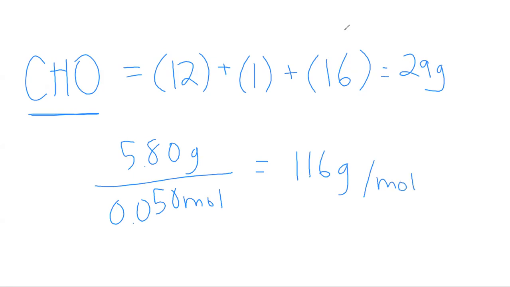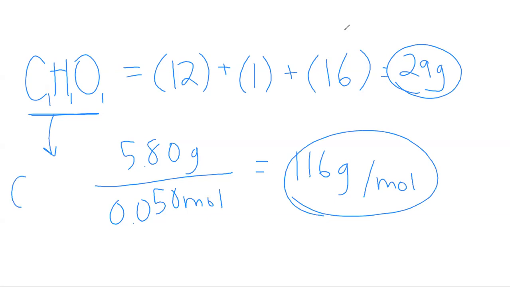Now we have to see what we would have to multiply our empirical formula by, because we're going to be multiplying these subscripts to get our molecular formula. I'm going to leave a little space because we're going to be putting in those subscripts. We're going to use our molar masses to find this. Whatever we have to multiply our empirical molar mass by to get our molecular molar mass is what we have to multiply our subscripts by to get our molecular formula.